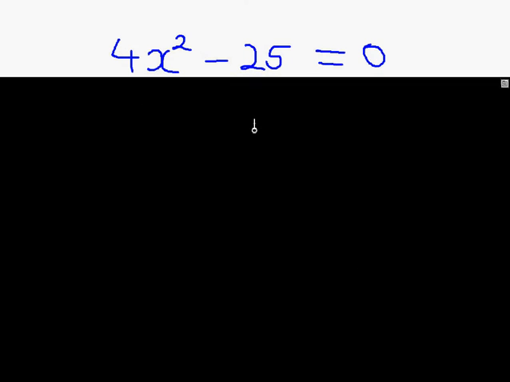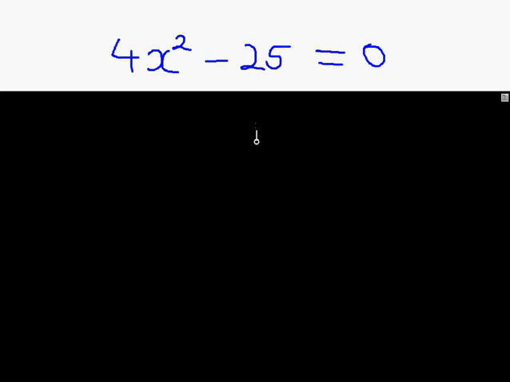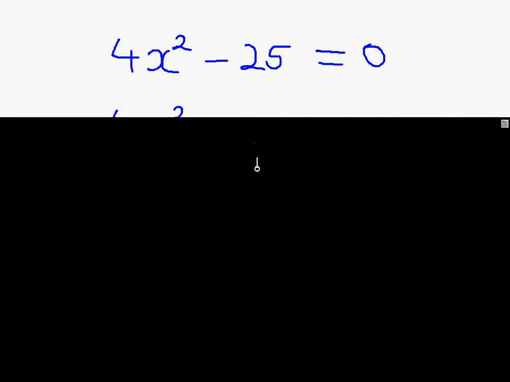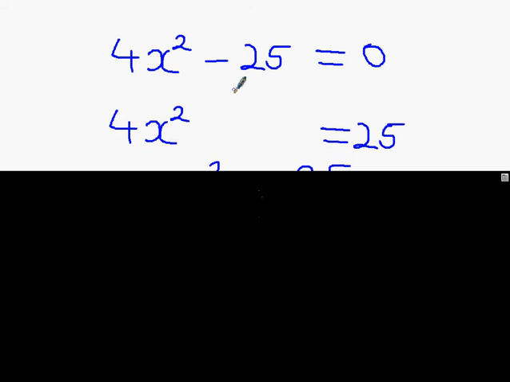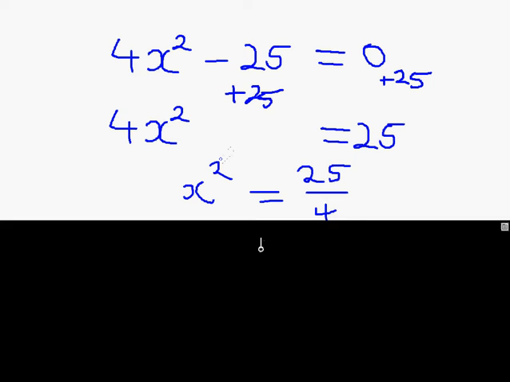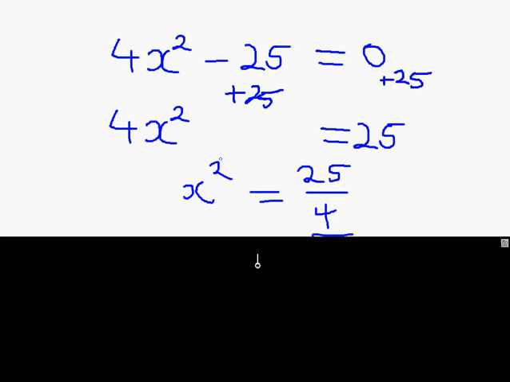Now, it's an equation, so there's a few things we can do. First of all, we can add 25 to both sides. If I add 25 to this side, and I add 25 to this side, on the right hand side I end up with 25, on the left hand side I'm left with just the 4x squared. So now I have 4x squared equals 25. Dividing across by 4, I get x squared equals 25 over 4.